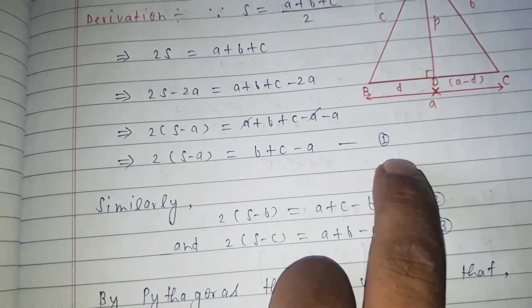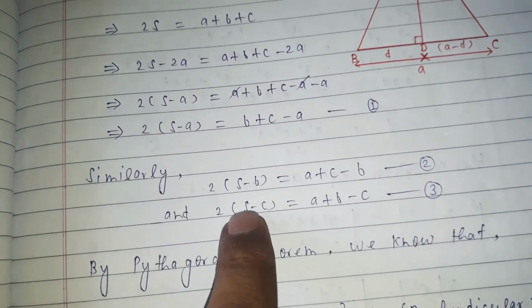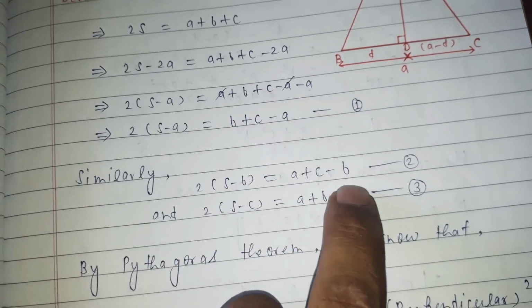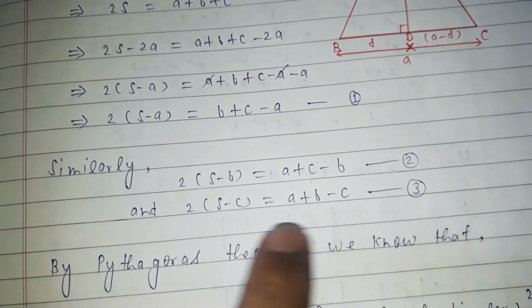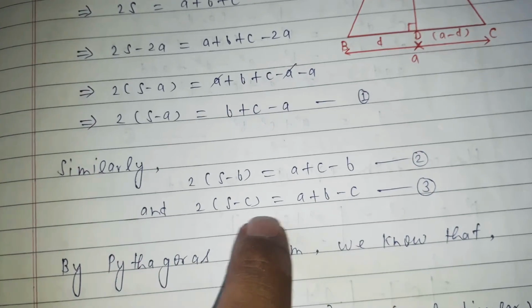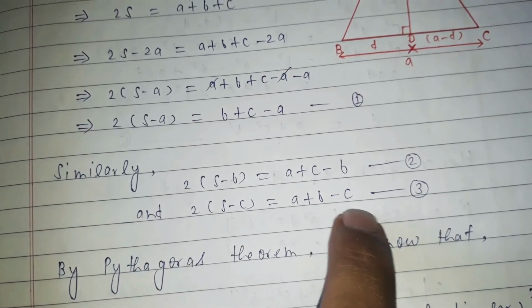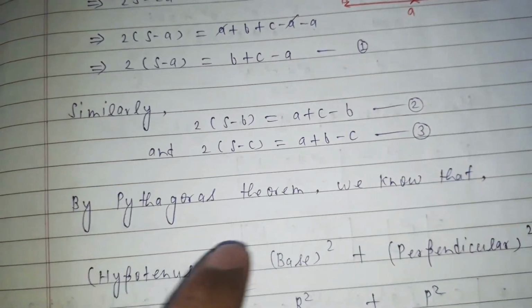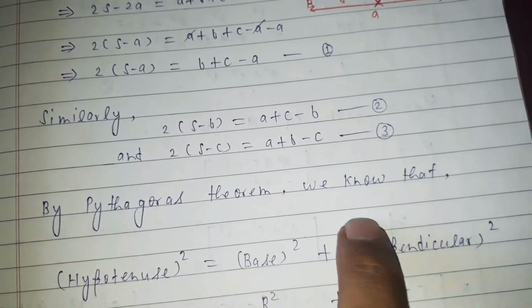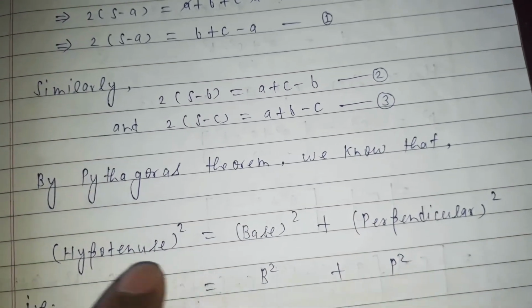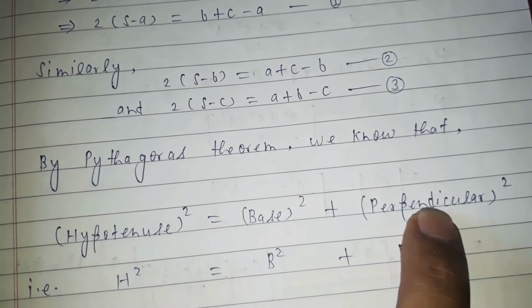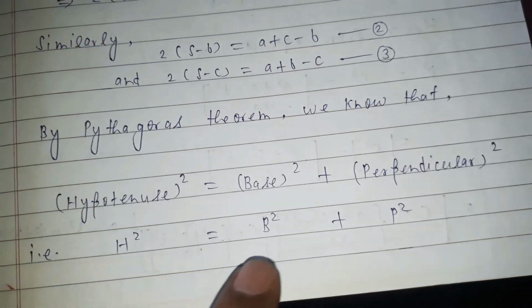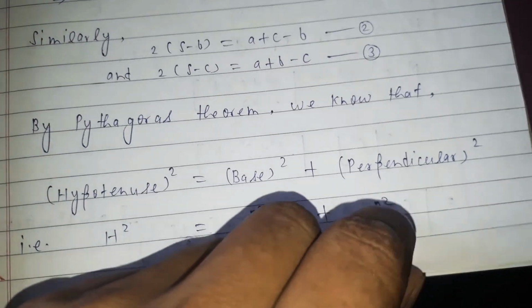Equation number 1. Similarly, 2 into (s minus b) equal to a plus c minus b. Equation number 2. And 2 into (s minus c) equal to a plus b minus c. Equation number 3. By Pythagoras theorem, we know that hypotenuse square equals base square plus perpendicular square, that is h square equal to b square plus p square.